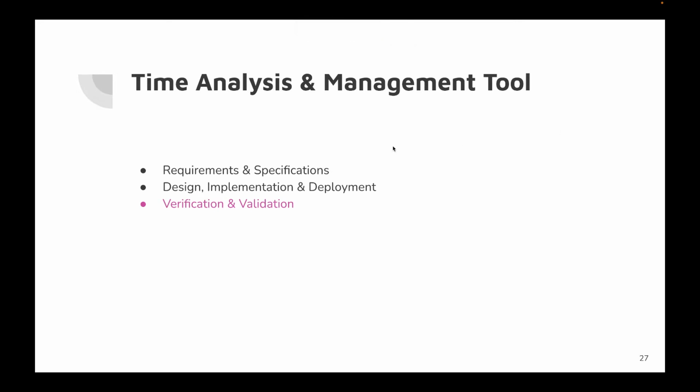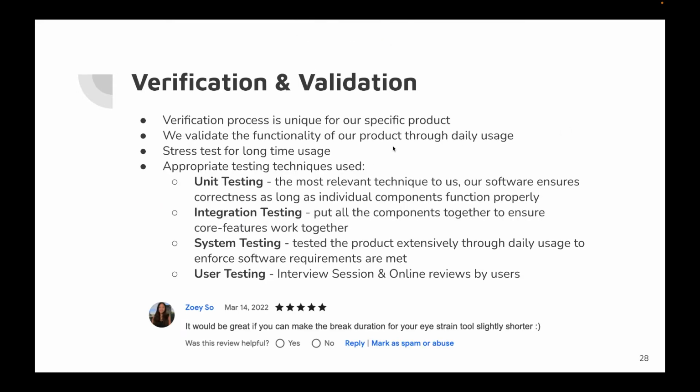So for the verification and validation of our Chrome extension, it is a pretty unique process because, first of all, we usually validate the functionality of our product through data usage, since we want to test the functionalities as we are using it, and also because it runs in the background a lot of the time, it's better that we use it daily to make sure that the functionality is actually correct. And we also stress test it for longer-term usage, and we collect those results and see if we can make improvements. And then we also use four different testing techniques.